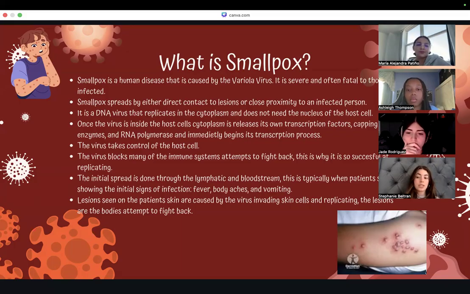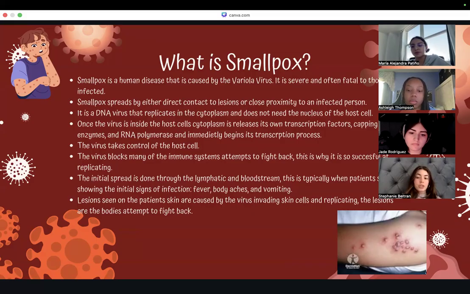Once this virus is inside the cytoplasm of the host cell, it releases its own transcription factors, like capping enzymes and RNA polymerases, and it wastes no time in beginning its transcription process. The transcription being done in the cytoplasm allows the virus to replicate fast and take control of the cell. Another factor that makes this virus so successful at replicating is its ability to block the immune system's attempt to fight back.